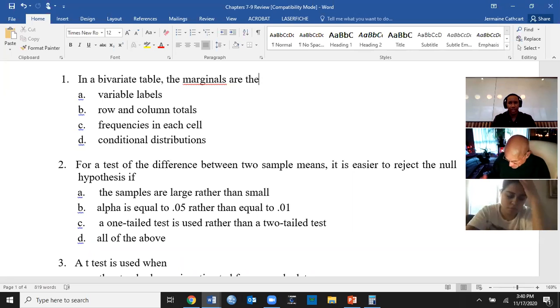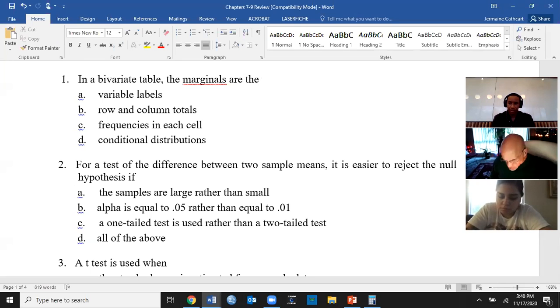So one thing you just need to memorize is that when the samples are large rather than small, this is the case for a lot of hypothesis testing procedures. It's easier to reject the null. Two, when the alpha is equal to 0.05 versus 0.01, it's easier to reject the null. One of the reasons is that the 0.05 alpha level is the easiest alpha level to reject at. Now, 0.01 is harder. And then the 0.001 alpha level is the hardest alpha level to reject the null at. So because 0.05 is the easiest one, obviously that's the case as well.